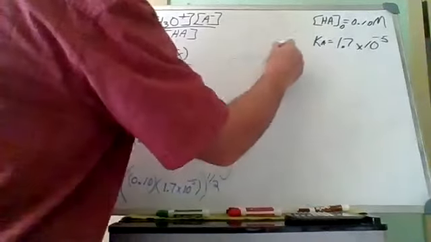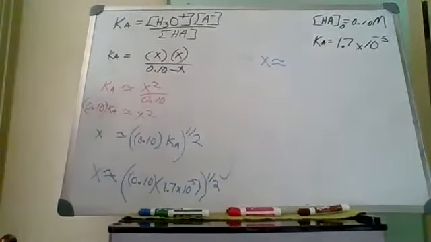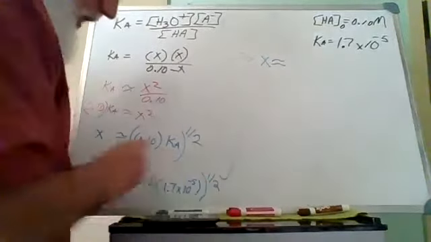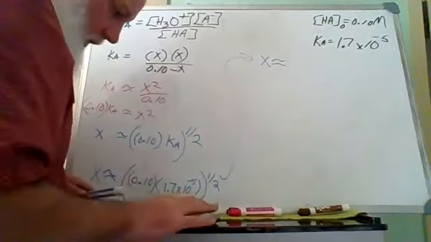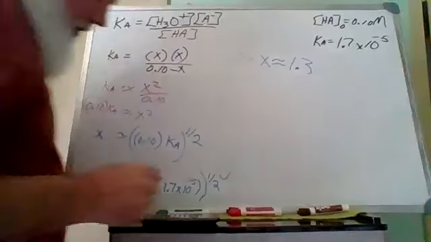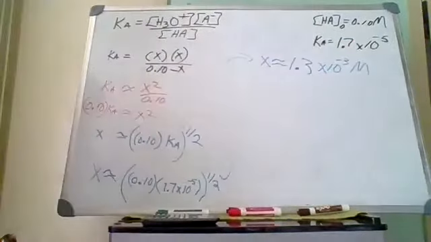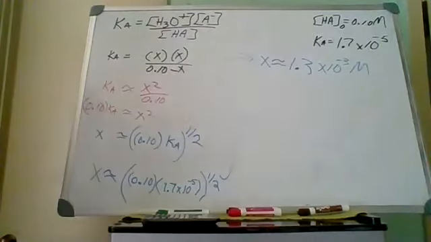All right, so now I get out my calculator. So 0.1 times 1.7 times 10 to the negative 5th, equals, square root. Right, and I get X is approximately, I'm going to put it into scientific notation, 1.3 times 10 to the -3rd molar. Okay? Now, that's my hydronium ion concentration.